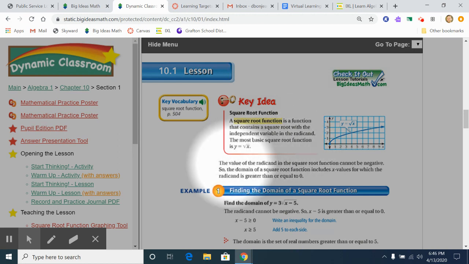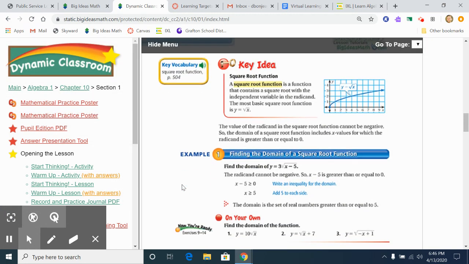Now here's where it gets into domain and how it makes sense for our numbers to not be negative. It says the value of the radicand in the square root function cannot be negative. So the domain of a square root function includes x values for which the radicand, or what's under the square root symbol, is greater than or equal to 0. So there's a really simple rule that we're going to use for finding domain. Example 1 is just finding the domain of a square root function.